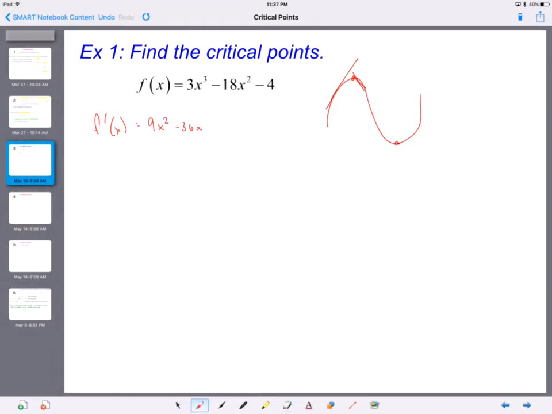And what happens at that point? Well, it's a horizontal line, so you're looking for the slope to be 0. So what we'll do is we'll say, okay, we actually know what the slope is. The slope is 0.